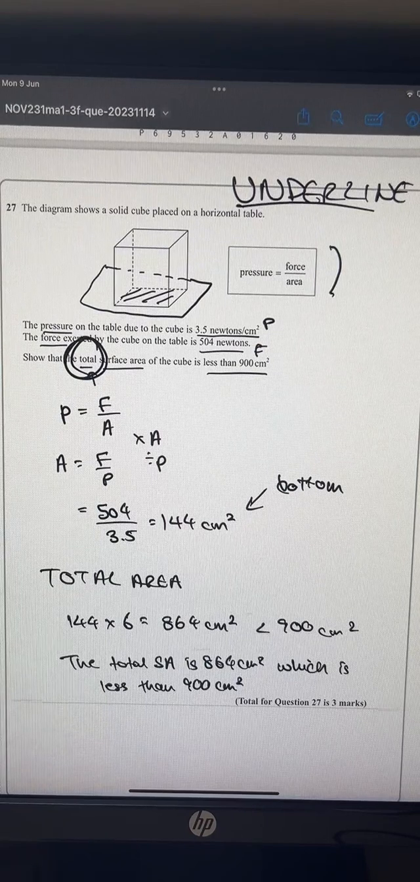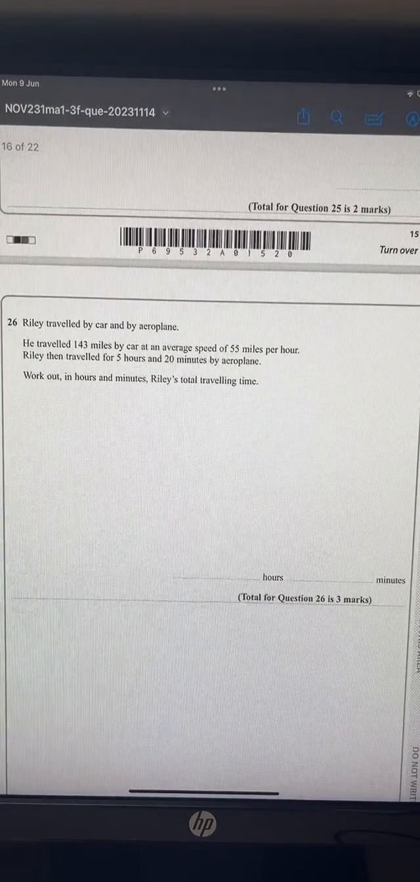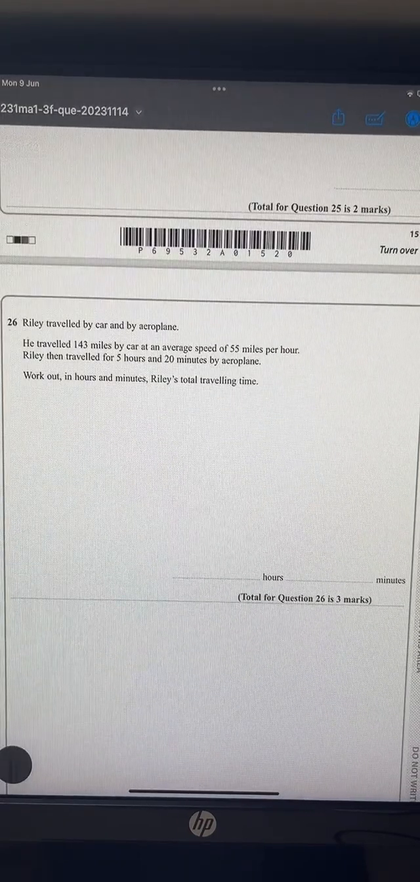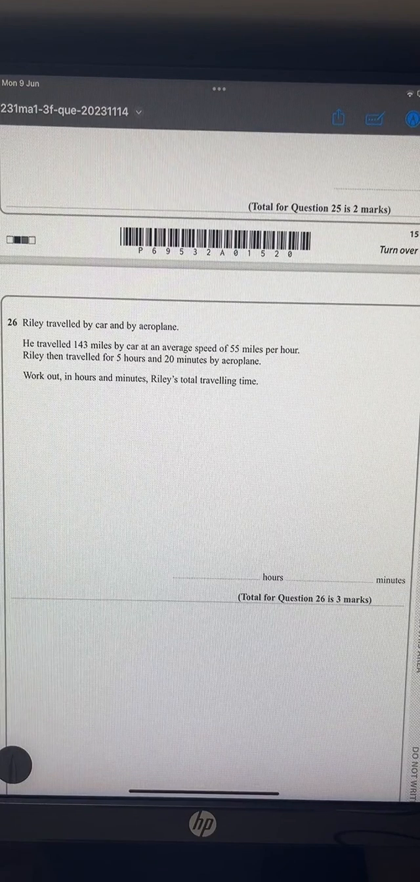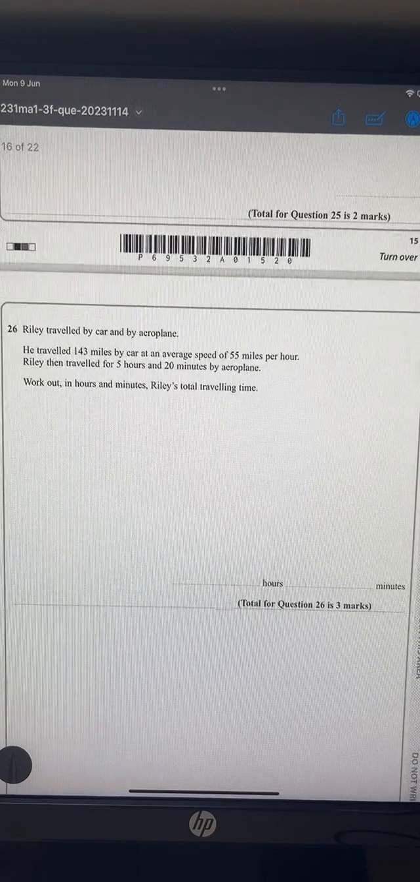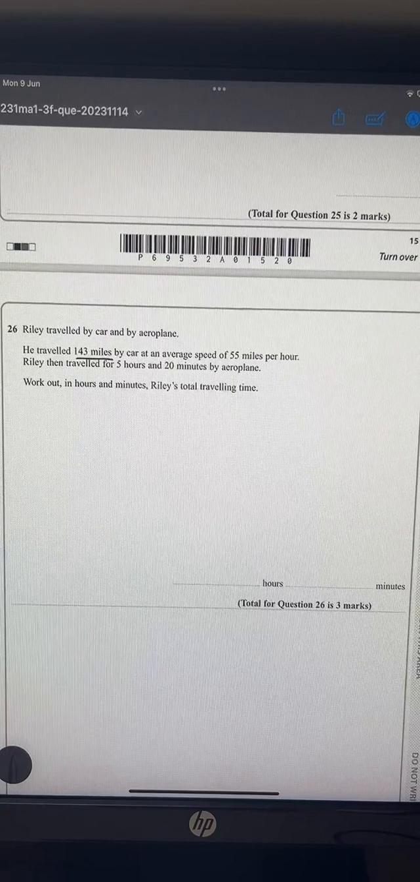All right, few more questions. Riley traveled by car and by airplane. He traveled 143 miles by car at an average speed of 55 miles per hour, then traveled for 5 hours and 20 minutes by airplane. Work out in hours and minutes his total traveling time. All right, so I'm told that he traveled 143 miles at a speed of 55 miles per hour. Well, I'm being told the distance here and I'm being told the speed here.